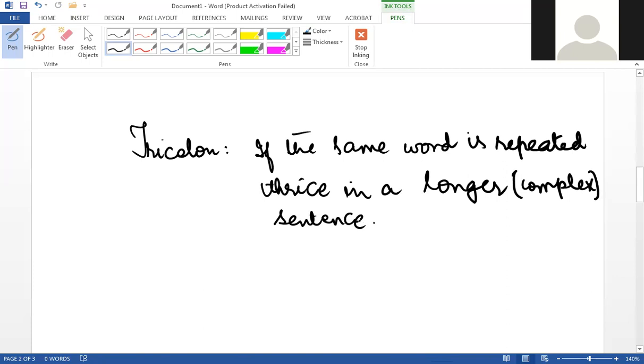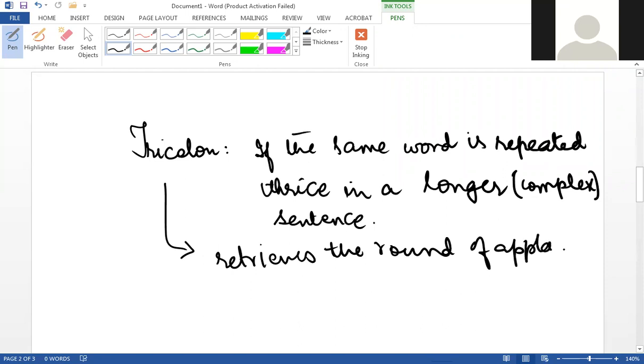For example, in Barack Obama's victory speech, he says, on this day, at this moment, at this very hour, America has won. The main function of a tricolon is to retrieve a round of applause from the audience. It's almost like a dramatic pause which holds the attention. A tricolon works best when it is written in the body paragraph. So the same phrase, on this day, at this moment, is repeated thrice within the same complex sentence. All right.